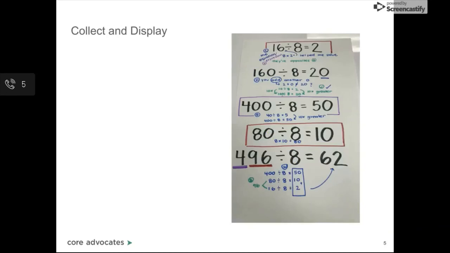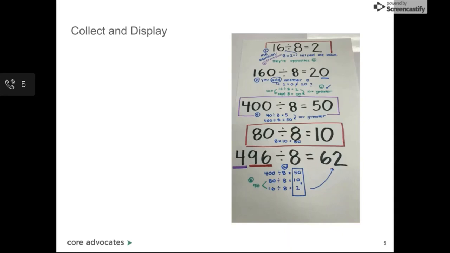In fifth grade, I typically use the collect and display math language routine to capture my students' thinking during our math talks. As I launch a math talk, I take a step back as a teacher and really listen to my students' conversations. I take notes of what I want to capture from these students' conversations to the whole class.